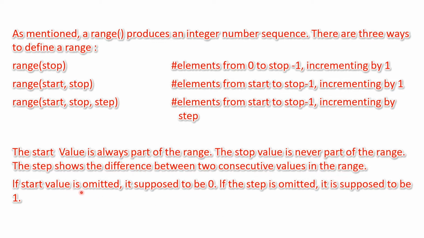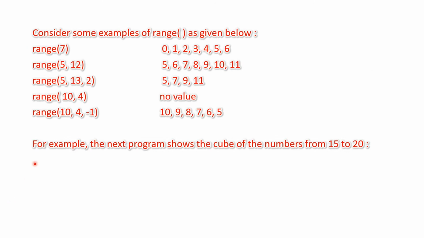If start value is omitted, meaning here you can see no start value, it is supposed to be 0. If the step is omitted, it is supposed to be 1. Now here different examples are used to explain this. If you are taking 7, it will be from 0 to 7 minus 1, that is 6. Here you are having 5 to 12 minus 1, meaning 5 to 11.